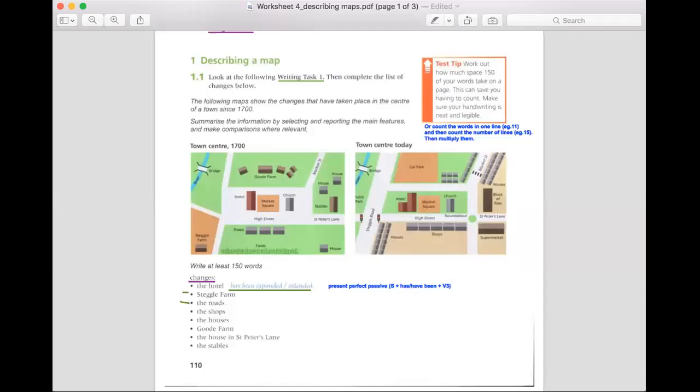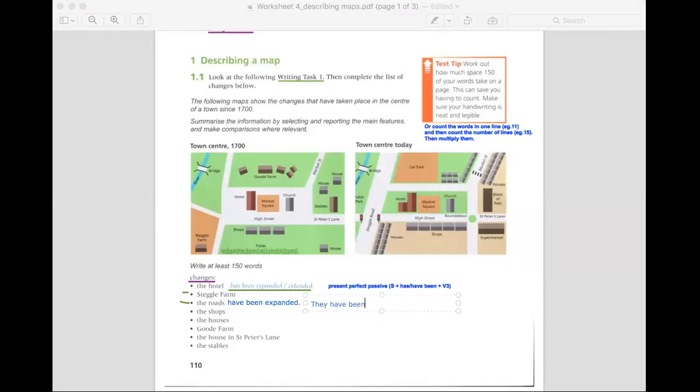So let's go back, right? And we're talking about the roads. So I said that we can say have been because it's plural. We can say they're bigger, so expanded. Okay, but there've also been some changes. So we could say they have been modernized. Okay, so there've been some modern changes. They've been modernized, and we can say how they've been modernized, what has been added.